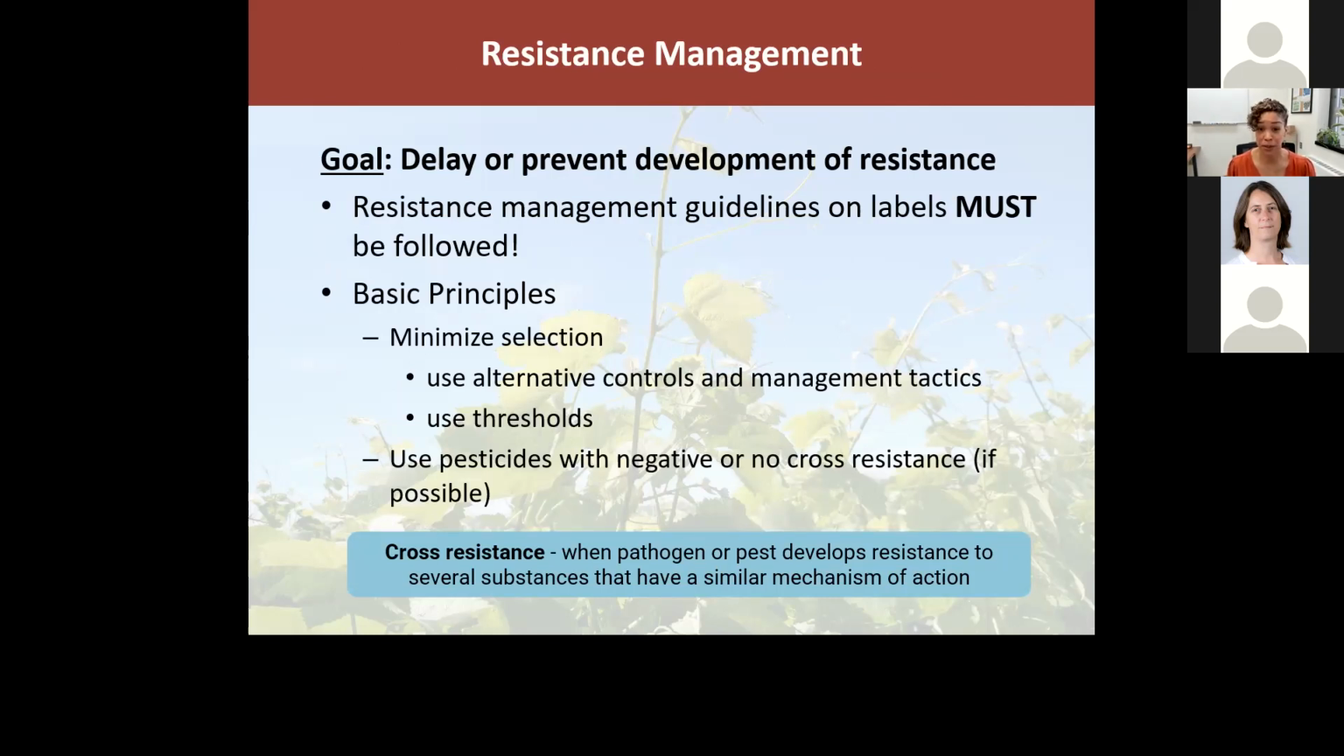So really basic principles are minimizing selection, and you can do this by using alternative controls and management tactics, all the way from cultural controls to other modes of action, of course. Thresholds are definitely an important thing to rely on, especially in terms of insects and insecticides, but also for some fungal pathogens where we have those numbers available. Additionally, using pesticides with negative or no cross resistance, and Christelle mentioned what cross resistance is, and there are some reported cases for some fungi as well.